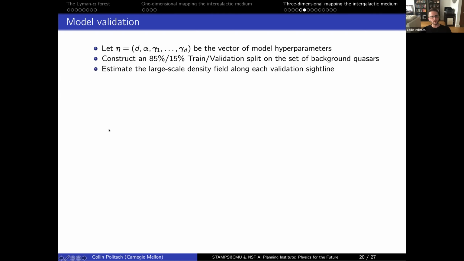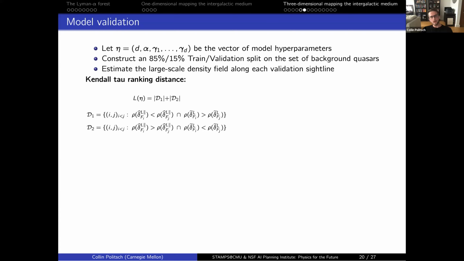And then there's this technical step here: estimate the large scale density field along each one-dimensional map in the validation set. Effectively what we're doing there is degrading each of the one-dimensional maps in the validation set to be equal to the resolution of the transverse separation, because that's the best that we can hope to map in 3 dimensions.